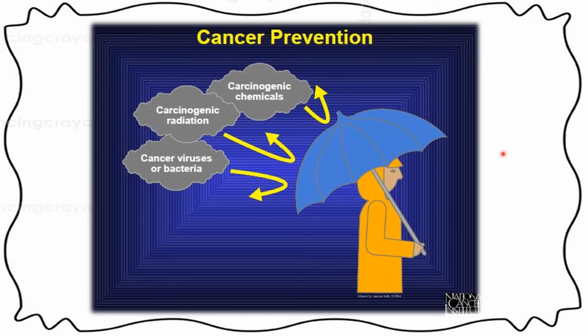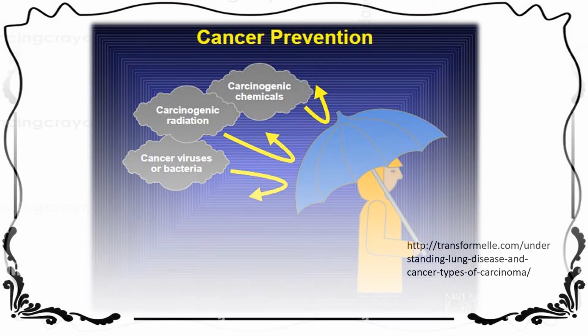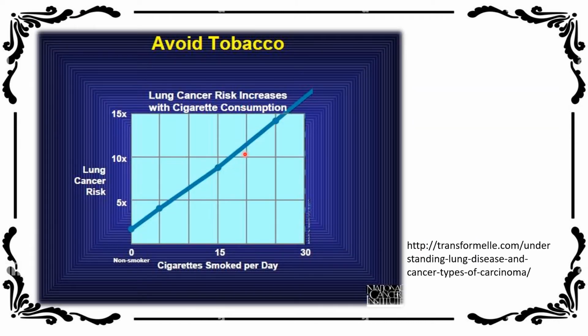So, just another image of how to prevent cancer. Of course, you have to shield yourselves and your loved ones. Again, carcinogenic chemicals, carcinogenic radiations, cancer viruses, or bacteria. Of course, avoid exposure to sunlight, etc. So you have to avoid smoking because we know that tobacco is a carcinogen, diba? That can cause lung cancer.